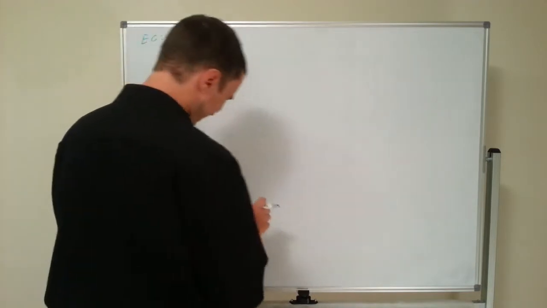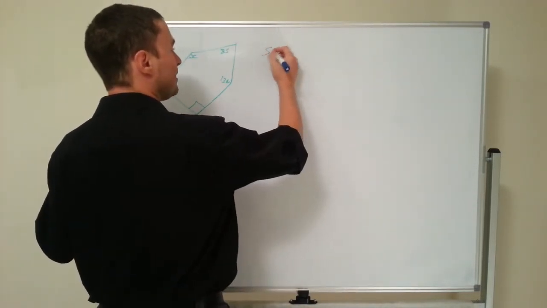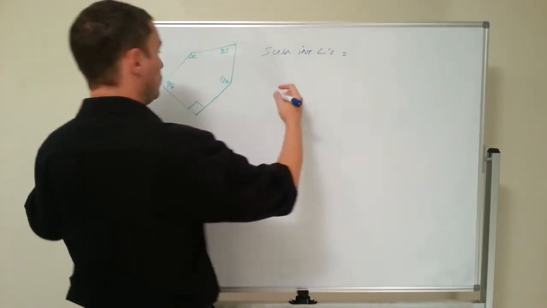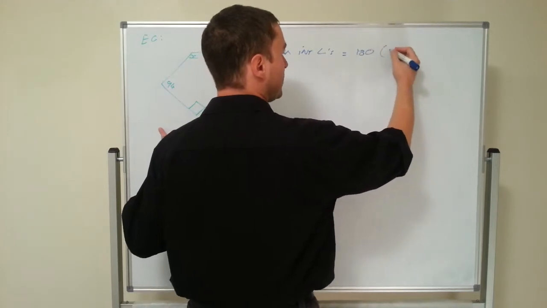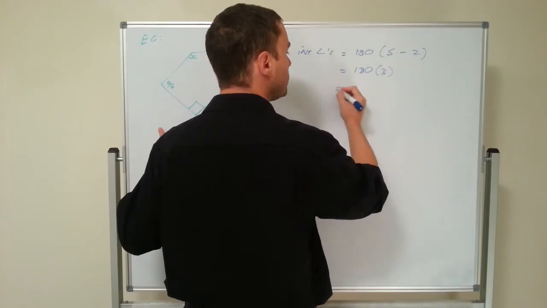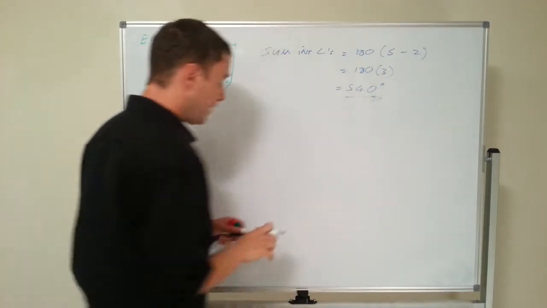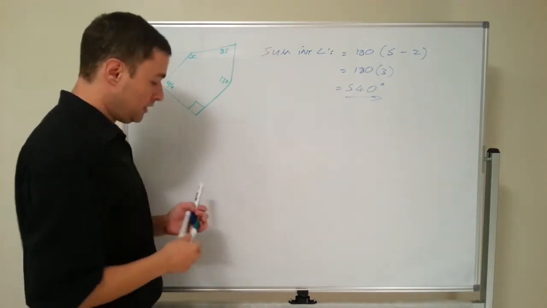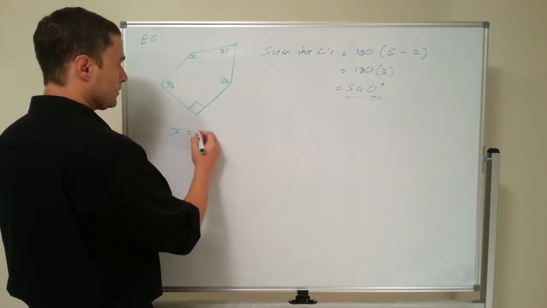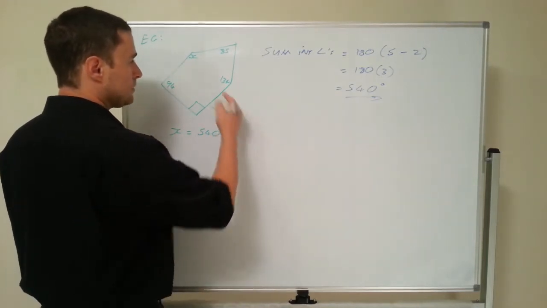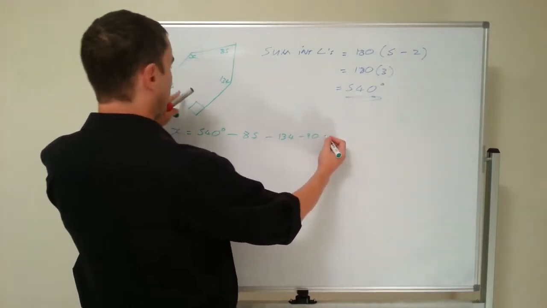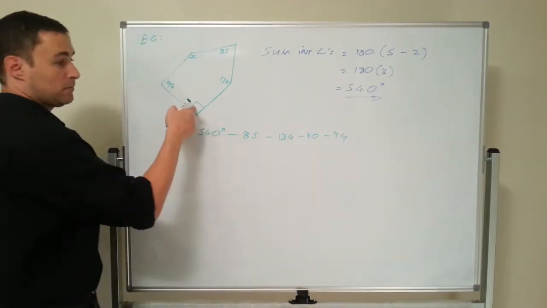All right, so let's look at the sum of the internal angles. It equals 180 times n minus 2, so 5 minus 2. So this is 180 times 3, which is 540 degrees. So that's what they all add up to. Now I've got that, so now I can make the statement. I've got x equals 540 degrees minus 85 minus 134 minus 90 minus 94. 90 is this one.